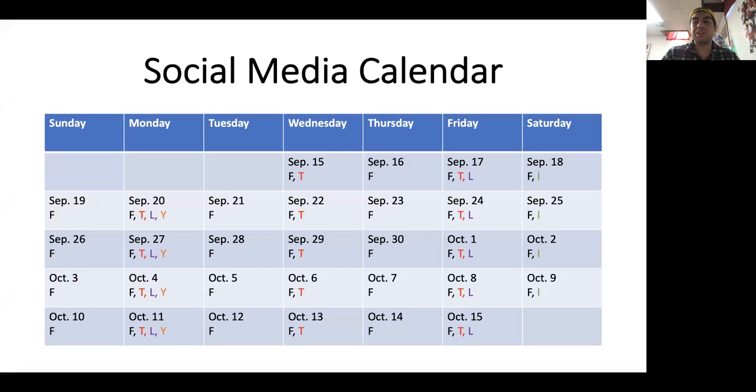So now my social media marketing calendar. As you can see here, there are the letters F, T, L, I, and Y. Those letters basically stand for the social media platforms that I use. F stands for Facebook, T stands for Twitter, L stands for LinkedIn, Y stands for YouTube, and I stands for Instagram.